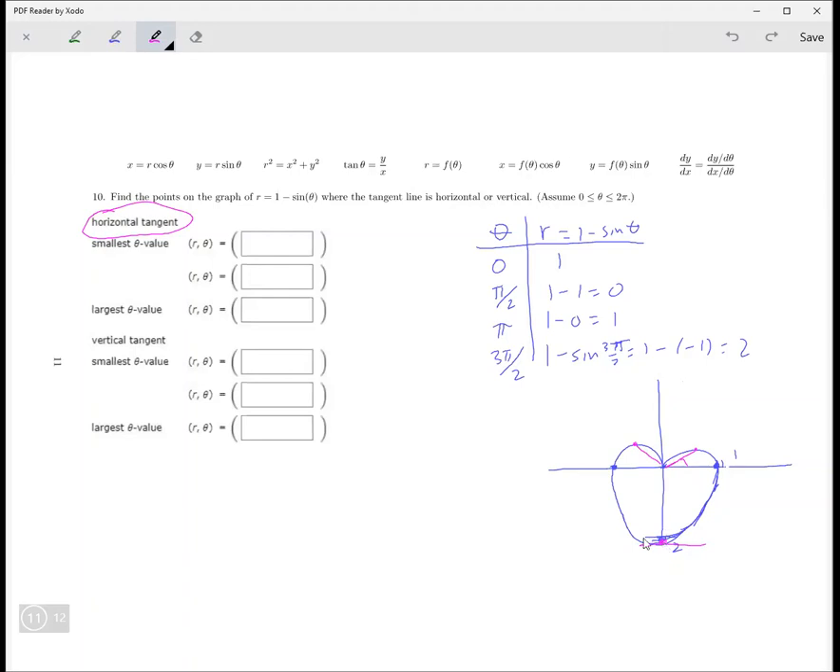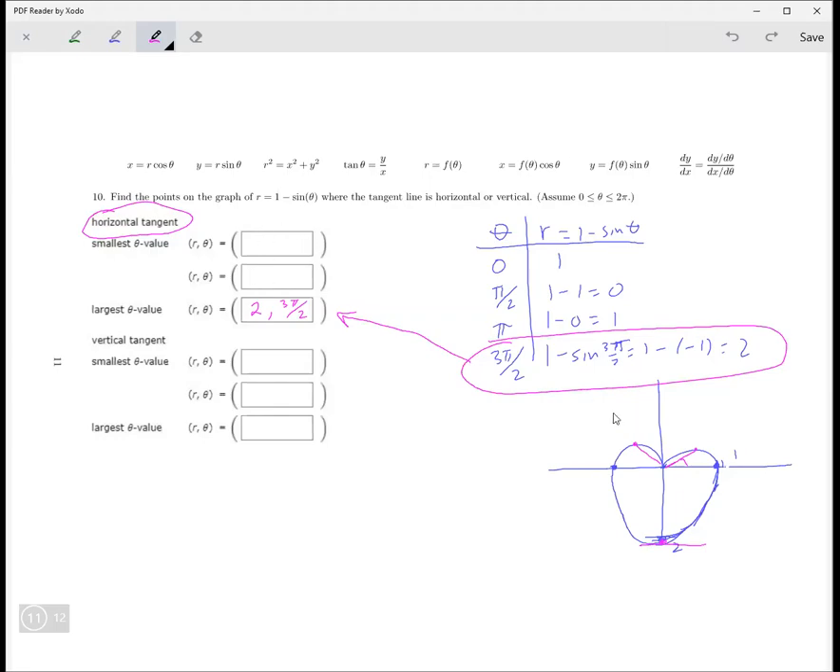So I'm going to say this point right here is going to be your largest one. So you can go ahead and just even put that down. So 2, and then the angle is 3 pi over 2. Okay, so that's actually this one. We're going to just go right off the bat and put that in there.